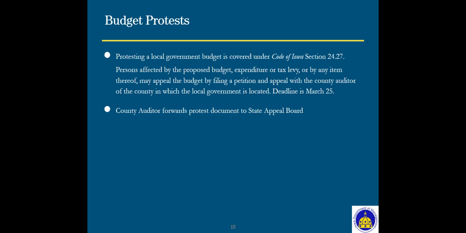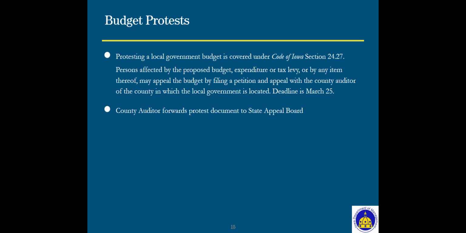When we talk about budgets, it is important to note that budgets are available to protest. Protesting a local government budget is covered under Code of Iowa 24.27. Persons that are affected by the proposed budget, expenditure, or tax levy or any item thereof can appeal the budget. They can do so by filing a petition with the county auditor of the county in which the government is located. The deadline for that petition is March 25th. So essentially, 10 days after your budget deadline, your citizens have an opportunity to circulate a petition to protest what you submitted in your budget.